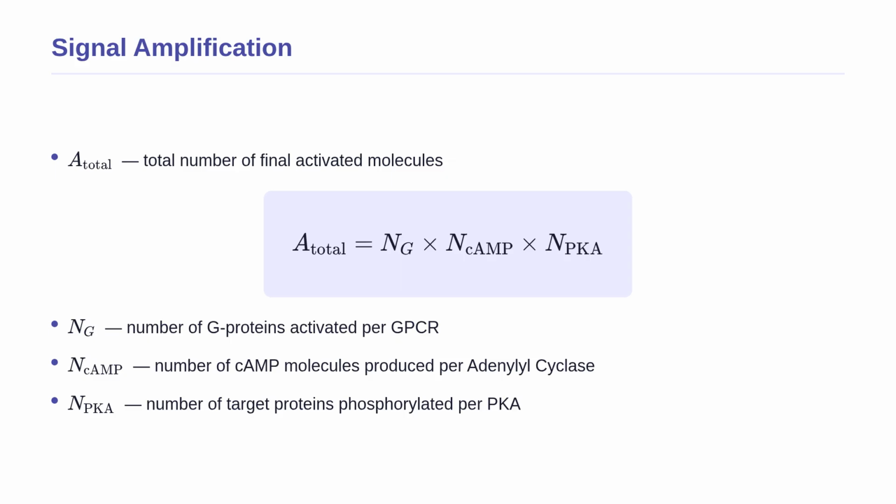The variable N cAMP represents the number of cyclic AMP molecules produced by one activated adenylyl cyclase enzyme. Finally, N PKA represents the number of target proteins phosphorylated by one activated PKA enzyme. As any of these individual variables increases, the total amplification grows exponentially. This explains how a tiny amount of hormone can create a massive cellular response.